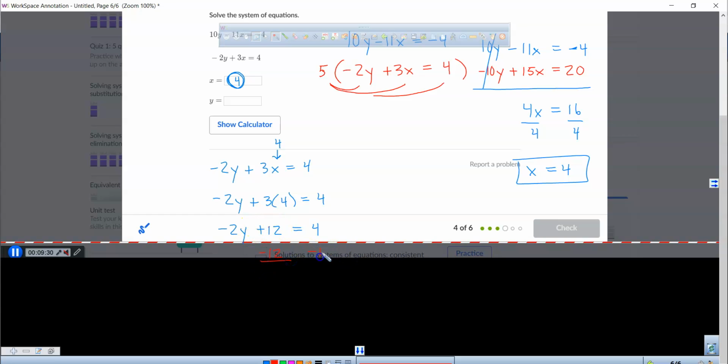Take away a 12, take away a 12, you're left with negative 2y equals negative 8, and then you divide both sides by negative 2, y equals 4. So we get a y is equal to a 4 as well.